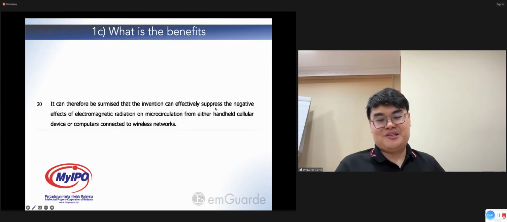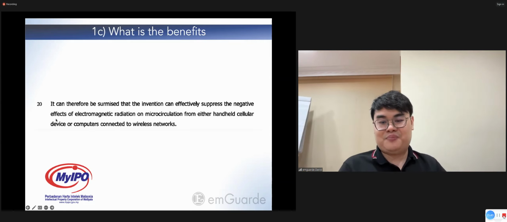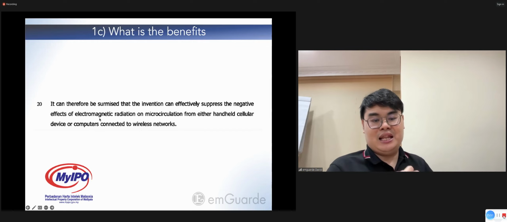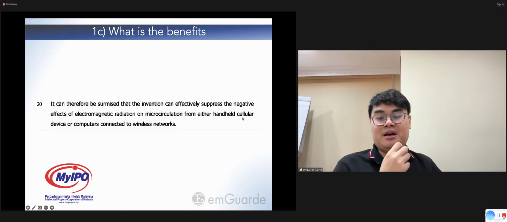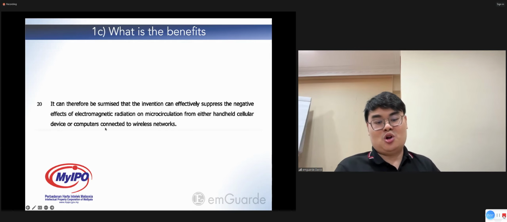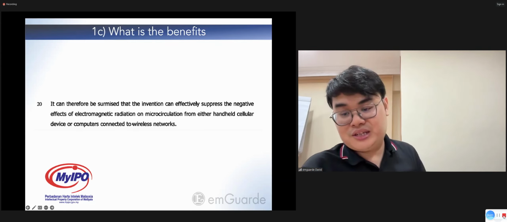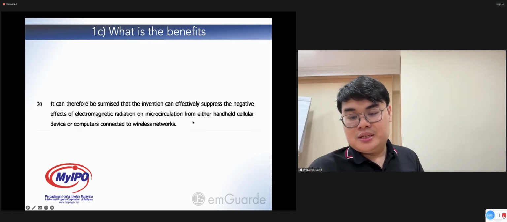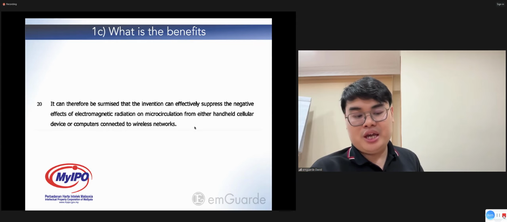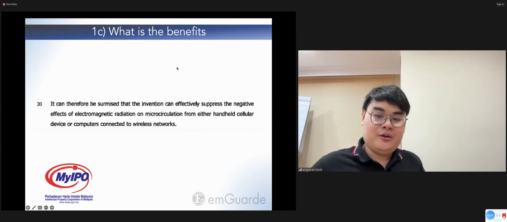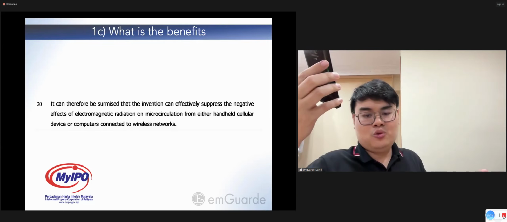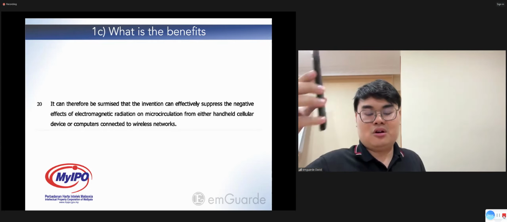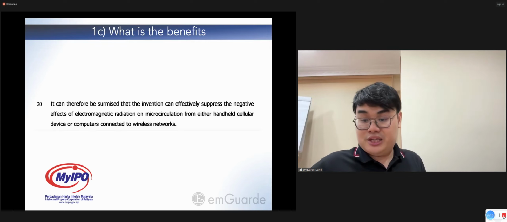So from the test report, the invention can effectively suppress the negative effects of electromagnetic radiation on microcirculation from either handheld cellular devices or computers connected to a wireless network. Wow. Just imagine this, guys. This is such a huge market because today, left and right, we are all holding these. It's stated in the patent: cellular devices, computers. Who doesn't use handphones or computers? Almost everyone uses them, okay?